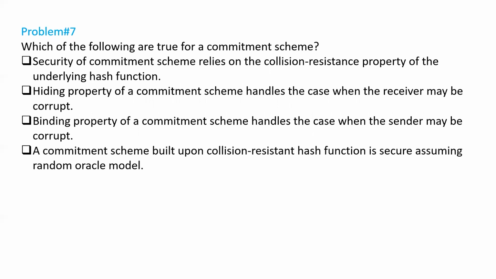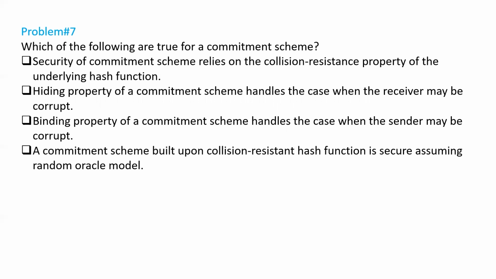Which of the following are true for a commitment scheme? Security of commitment scheme relies on the collision resistance property of the underlying hash function. Hiding property of a commitment scheme handles the case when the receiver may be corrupt. Binding property of a commitment scheme handles the case when the sender may be corrupt. A commitment scheme built upon collision resistant hash function is secure assuming random oracle model. So let's discuss one after another. First option, security of commitment scheme relies on the collision resistance property of the underlying hash function.